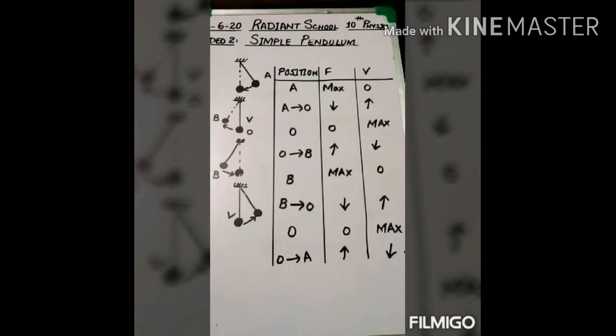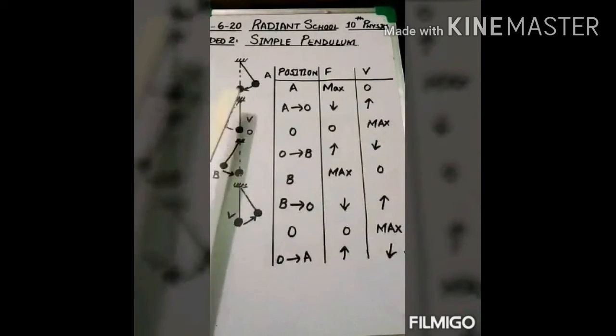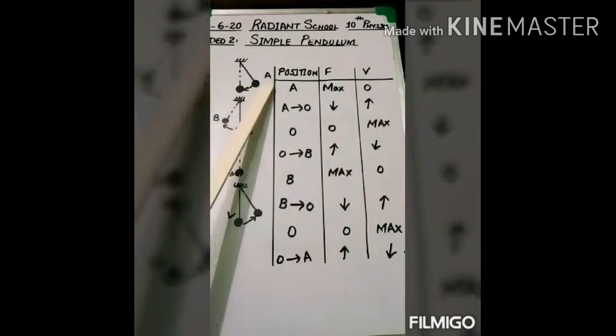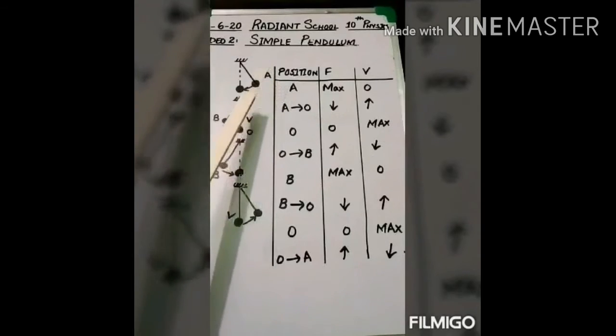Let us discuss the complete vibration of the simple pendulum. It is just like a swing. I will displace the bob with my hand and I will release it at this position. The position at which I am releasing is known as the extreme position or extreme point, that is A.